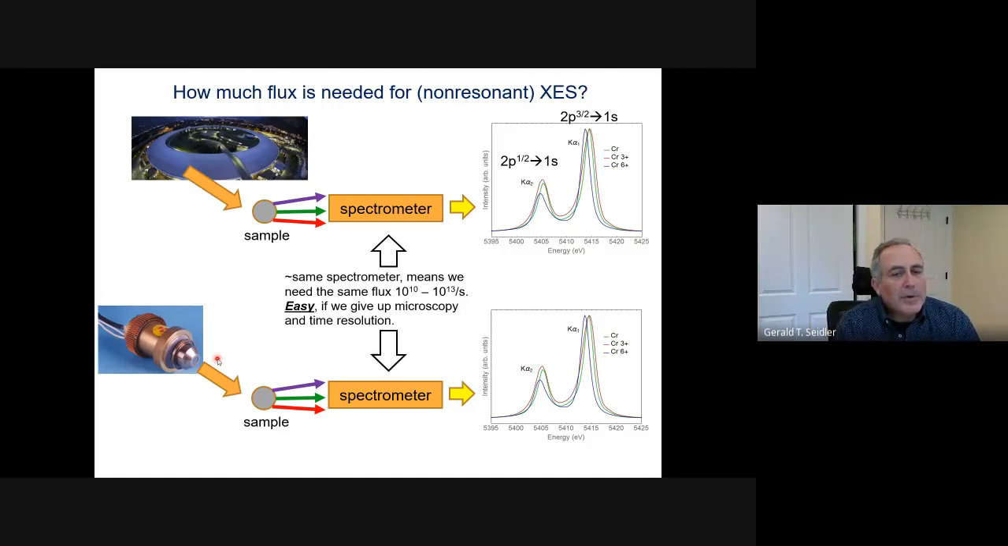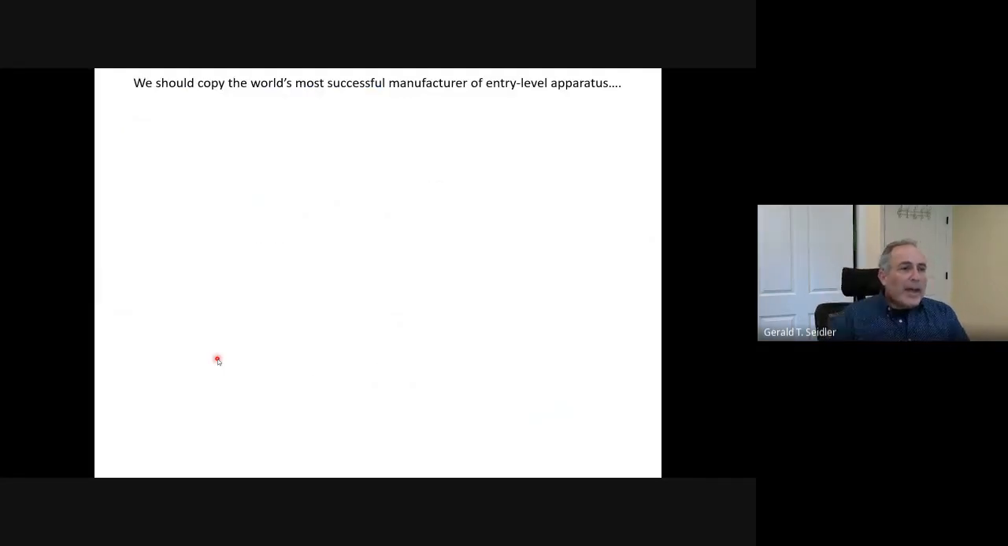So when you work the numbers, you can get very similar core hole ionization rates in the lab using an X-ray tube as you do at the synchrotron using a very intense collimated monochromatic X-ray beam. So right away, the expectation is that you're going to be able to do an awful lot of X-ray emission spectroscopy in the lab. All right. We had these ideas, and we decided that we should try to copy the world's most successful manufacturer of entry-level apparatus, right? We're looking for something easy.